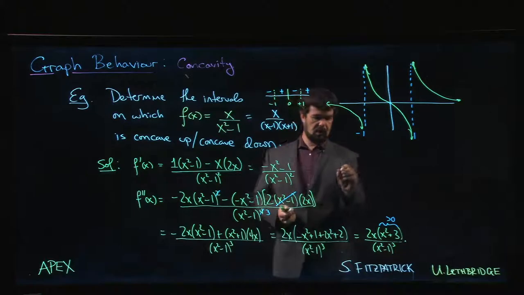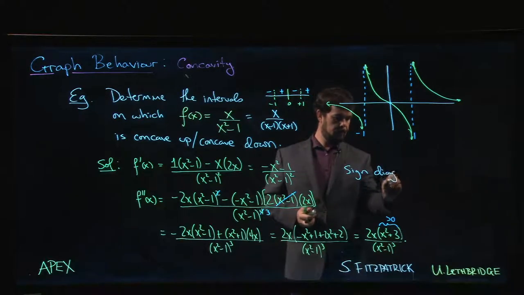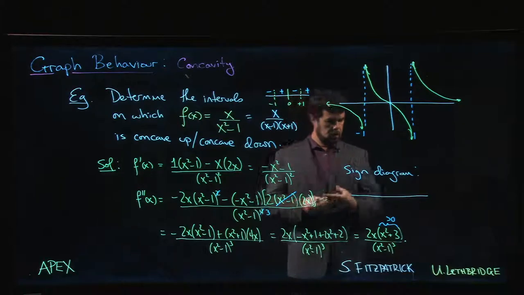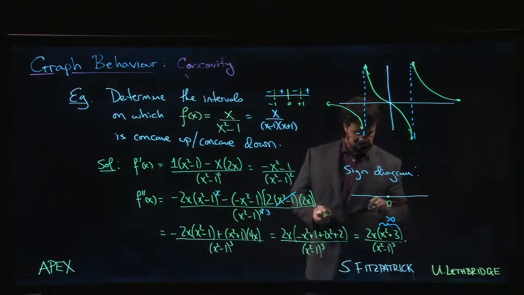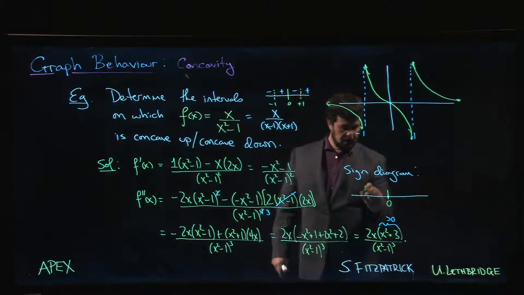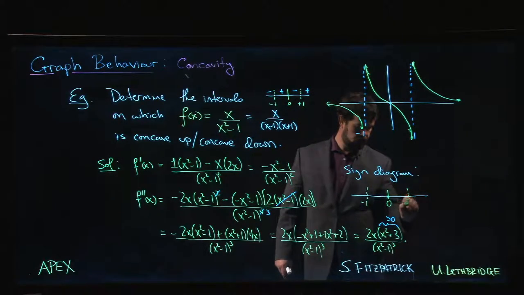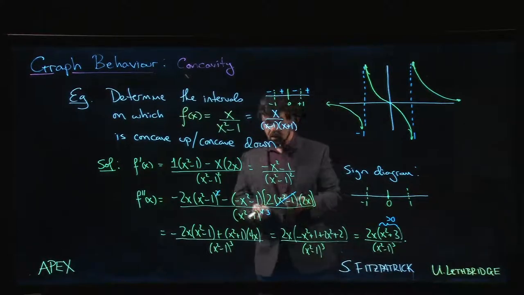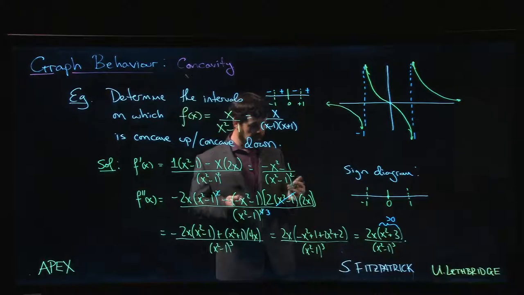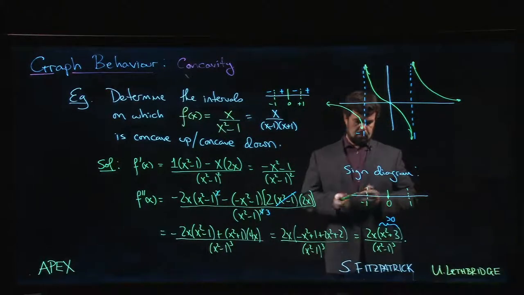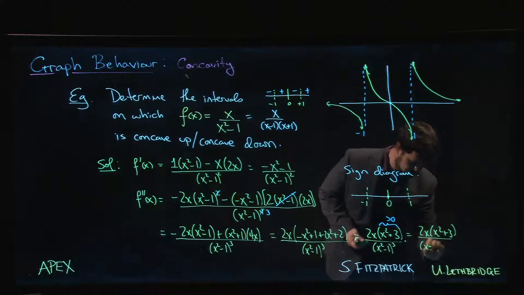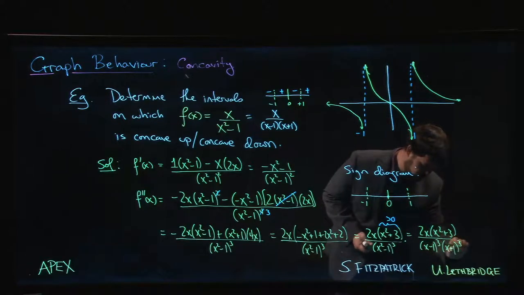So if we were going to draw a sign diagram, it's going to look like this. We mark off 0, right? So the second derivative is equal to 0 when x equals 0. But we don't forget about our asymptotes, right? Put them in. Because even though the second derivative is not defined at the asymptotes, right, the function is not defined at the asymptotes, it could still change sign at the asymptotes, right? And indeed, if we factor the bottom, we've got something like that.